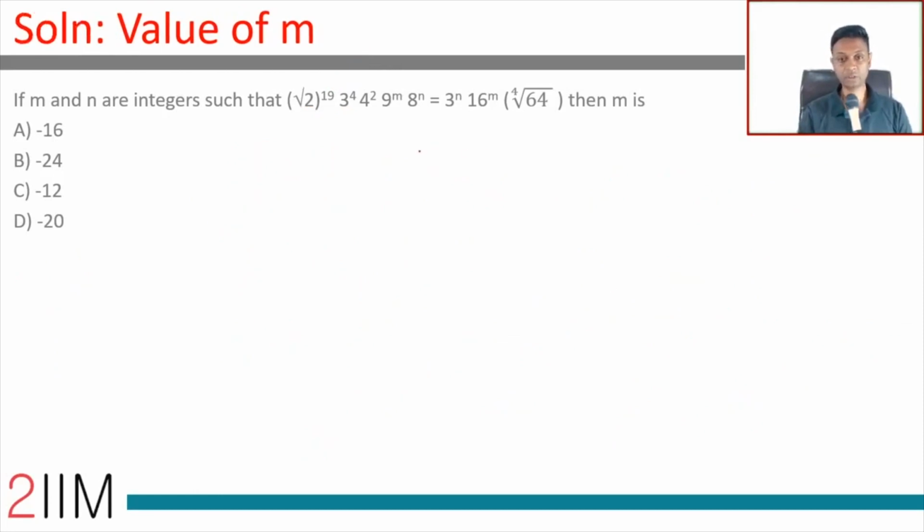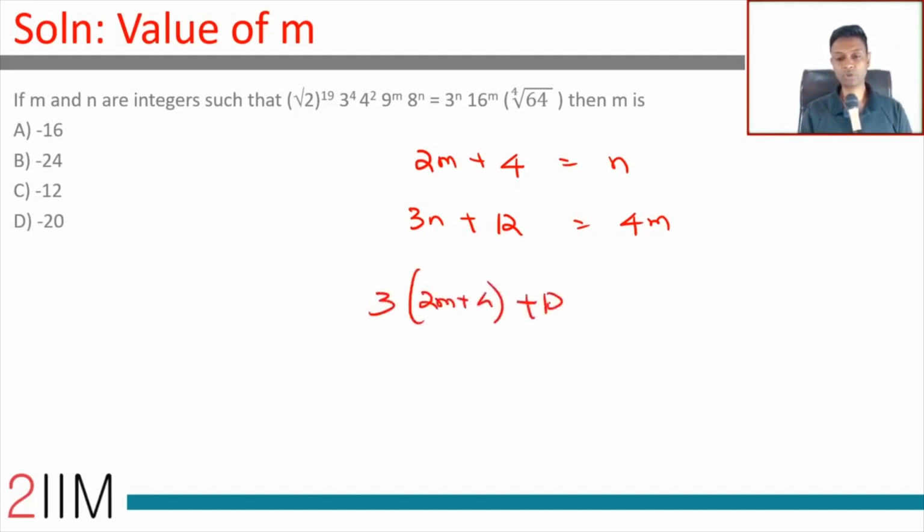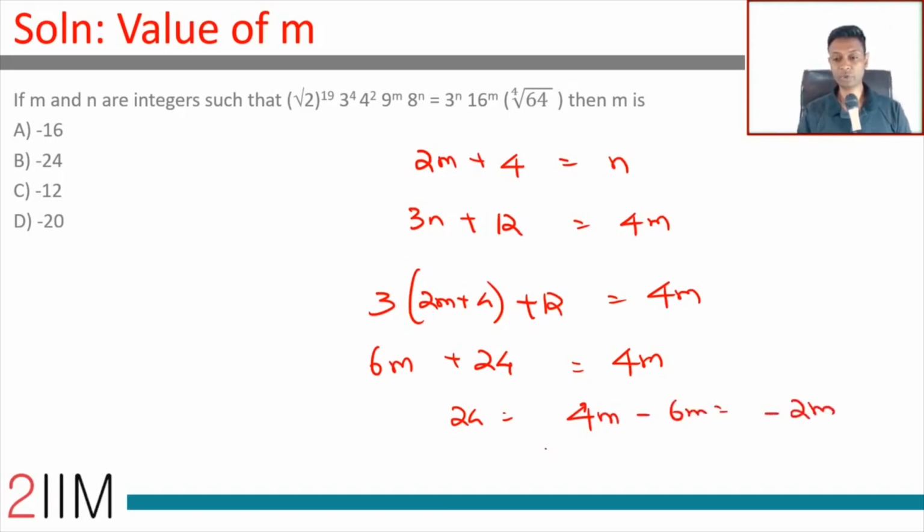Let me write this again. 2m plus 4 is n. 3n plus 12 is 4m. We want to find m, so substitute n in terms of m. 3 times (2m plus 4) plus 12 is 4m. 6m plus 24 equals 4m. 24 equals 4m minus 6m, which is minus 2m, or m is minus 12.